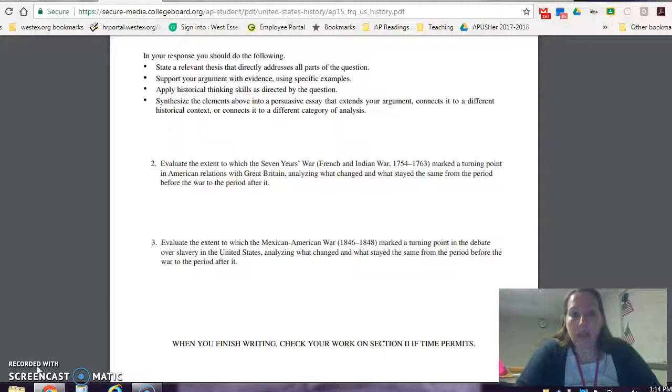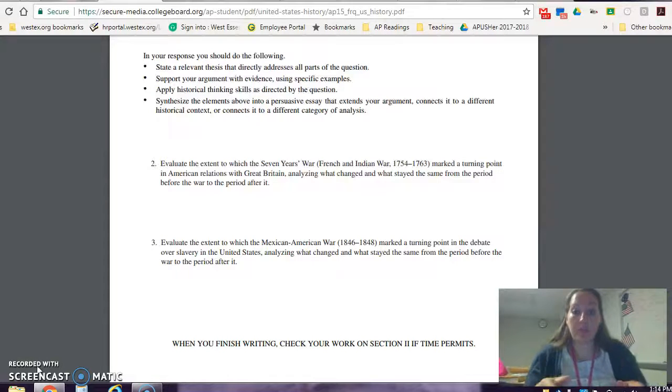So just a few reminders on the LEQ. If it says an extent, you must say the extent and a modifier: great extent or lesser extent. And if it says causes or effects, plural, you must give 2 or more. If it says plural, they want you to give plural. They want you to give 2 or more for the thesis.